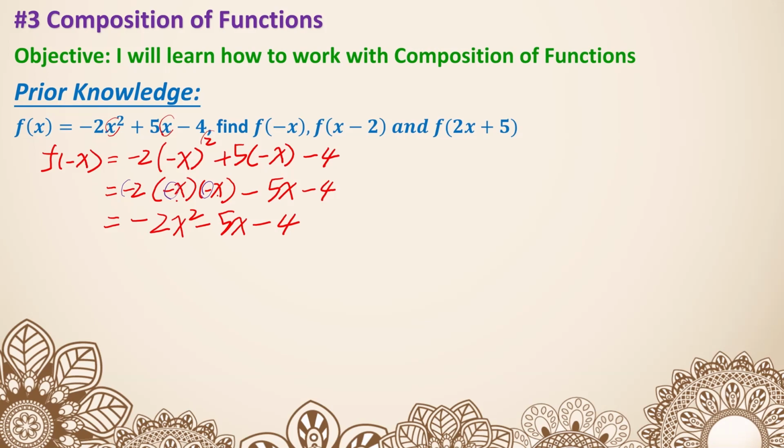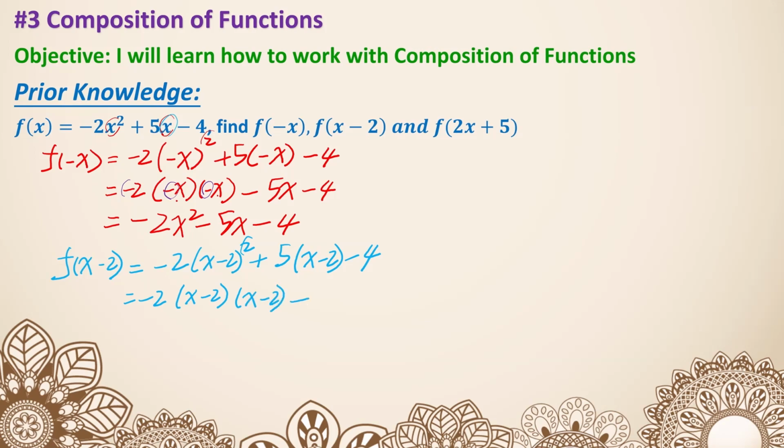Now let's do f of x minus 2. That means anywhere we see x, we replace it with x minus 2. So we have a negative 2, and it's going to be x minus 2 that's being squared. And don't forget this x is also after the 5, so also need to replace that with x minus 2, and then a minus 4 on the end. We see square, so let's write it twice. Negative 2, then x minus 2, another x minus 2, plus, let's simplify this already, 5x minus 10, minus 4 on the end.